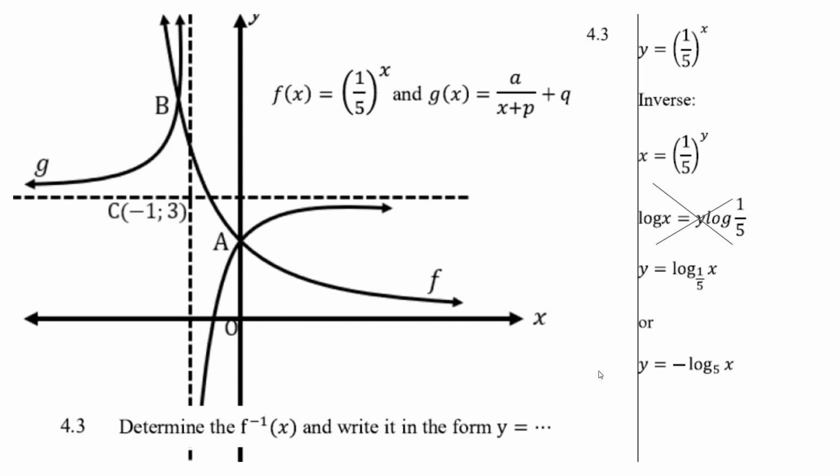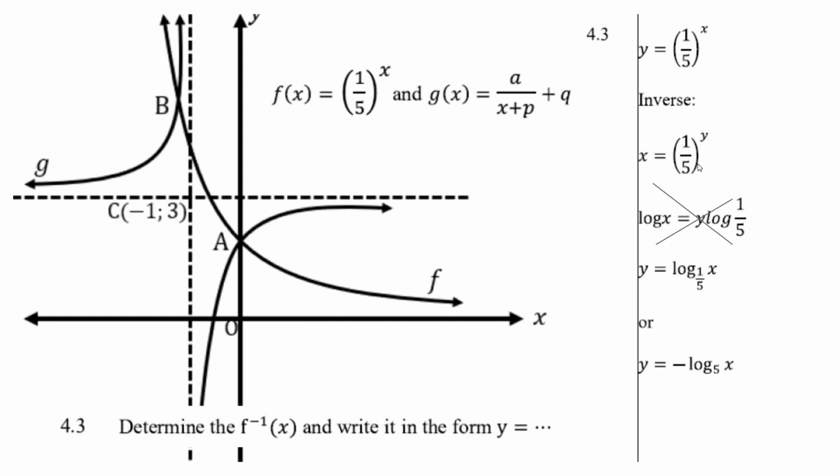Okay, here's the last part here, and they ask you to find the inverse. Determine the inverse of this function, y equals 1/5 to the x power. Well, you get 1 mark if you just switch x and y. That's what an inverse is. It's x and y have traded places. And that's what you do.